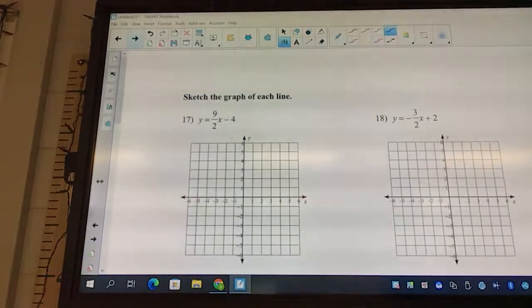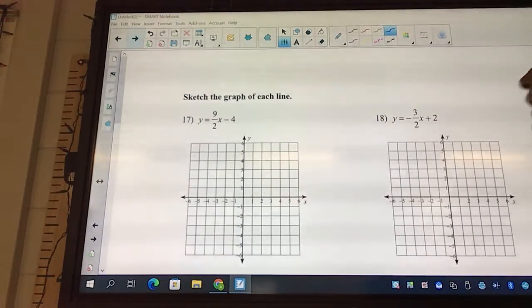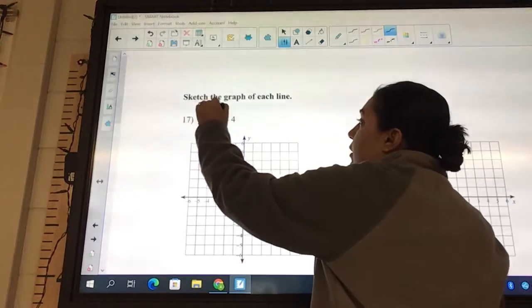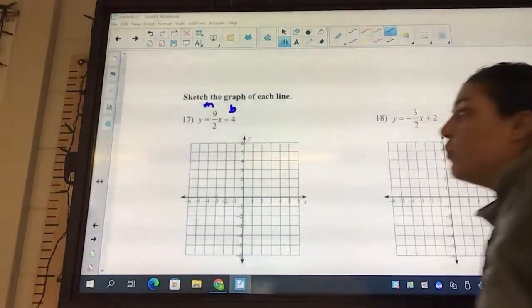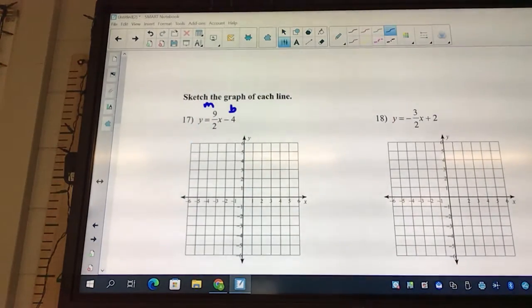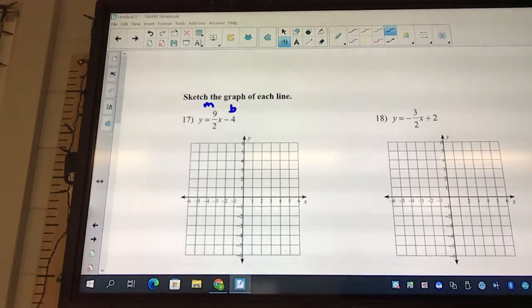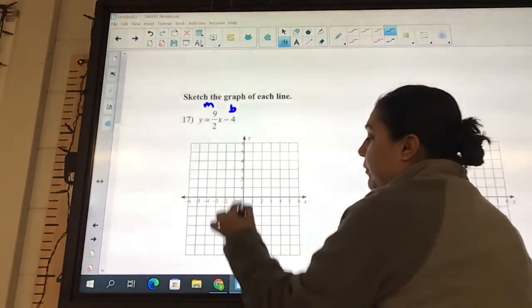Okay, 17 says sketch the graph of the line. Okay, this is in slope-intercept form. This is our slope. This is our b. Okay, what do we plot first, the m or the b? Okay, well, we got to plot the b first. So we're going to go down the y line and find -4.